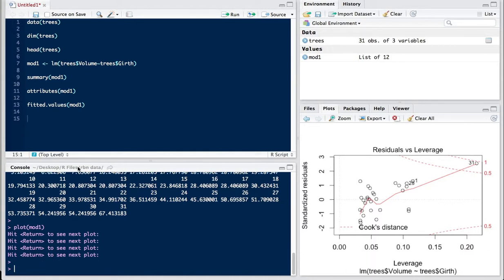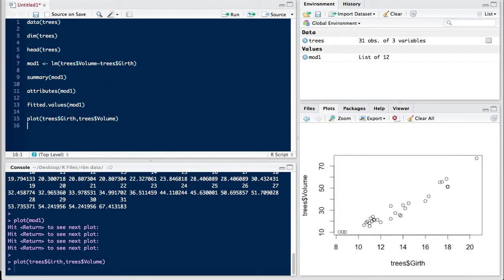So what we're going to do is go back up here, and we can plot our data. I'm going to use what's called the base R graphics. So we just say plot(trees), and we'll give the x value first, so that's Girth, and trees Volume. And it should appear in our lower right panel there. And we can also add the regression line.